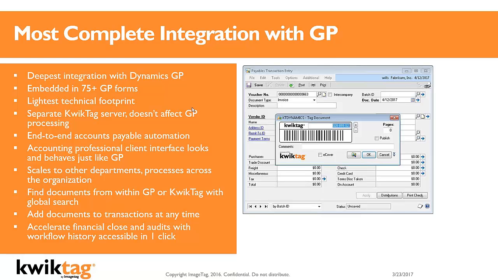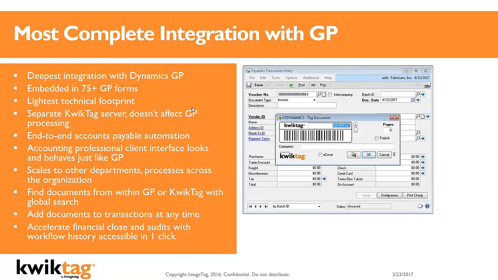Now, of course, you could delete it from that record and the document doesn't go anywhere. It still lives in KwikTag. But the reality is that when you just need to attach documents to specific transactions in GP, it's as simple as the little tag menu barcode that you see displayed in front of you.